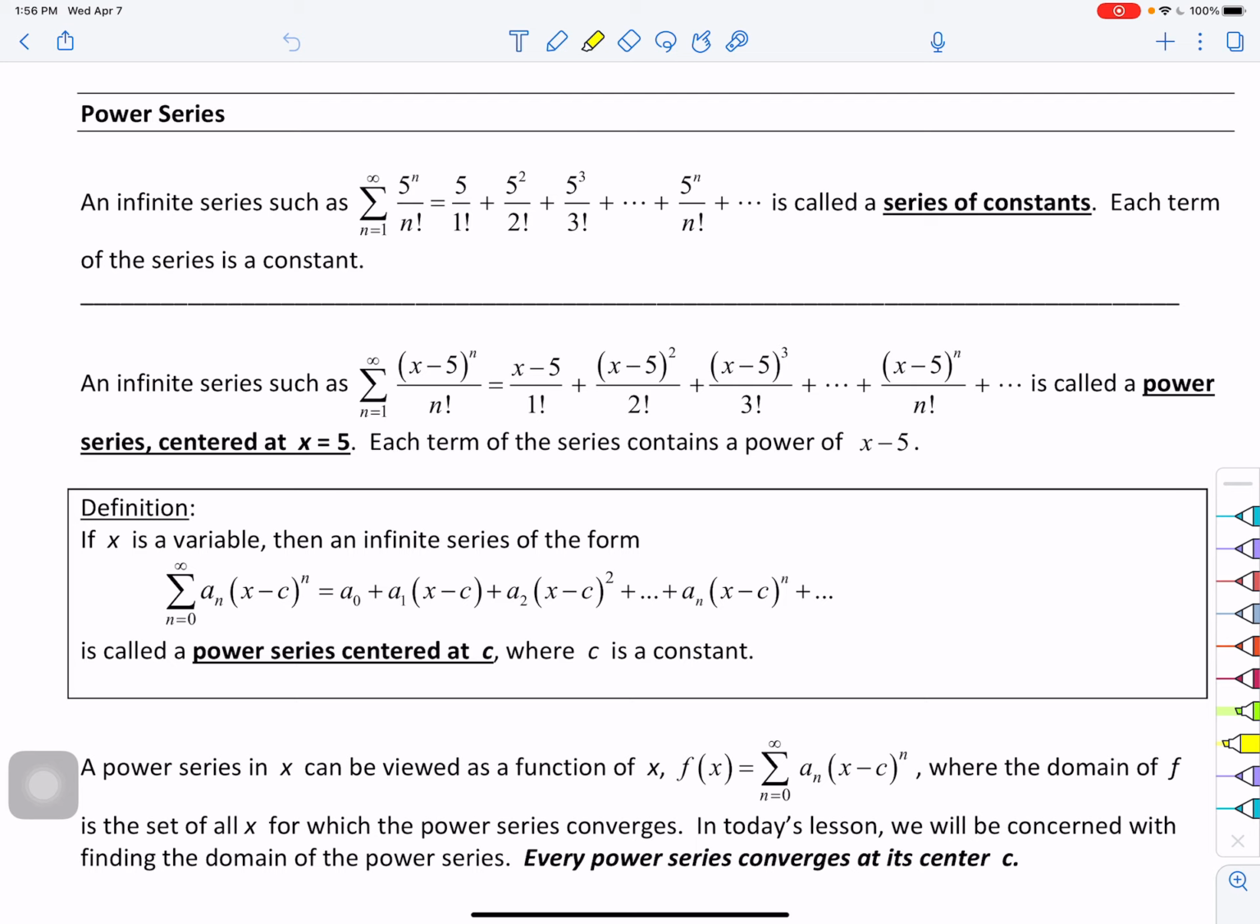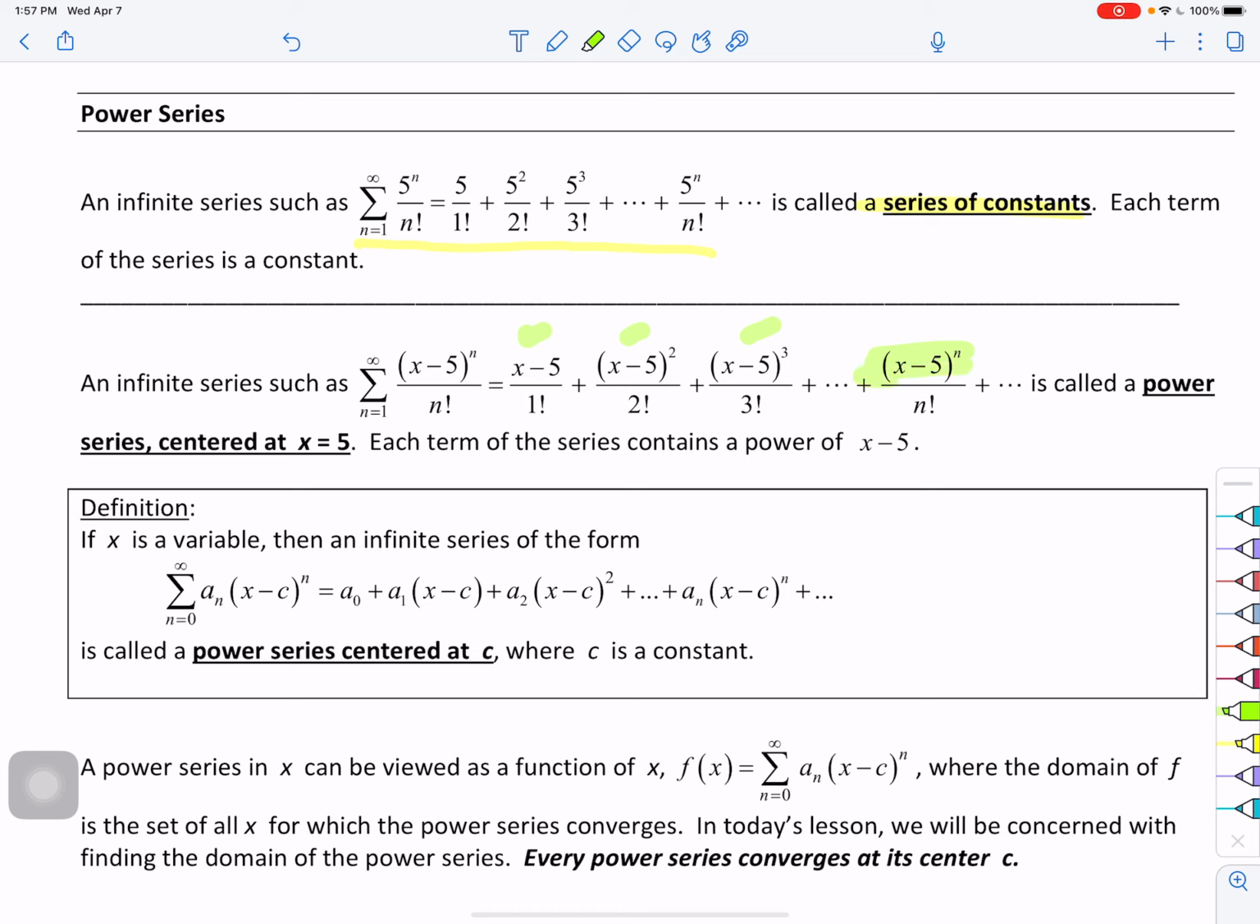An infinite series, such as this one shown here, is called a series of constants. Each term of the series is a constant, as you can see. Now, an infinite series such as this, the sum n equal 1 to infinity of (x minus 5) to the nth power divided by n factorial. You can see each term, n equal to 1, n equal to 2, n equal to 3, and so forth.